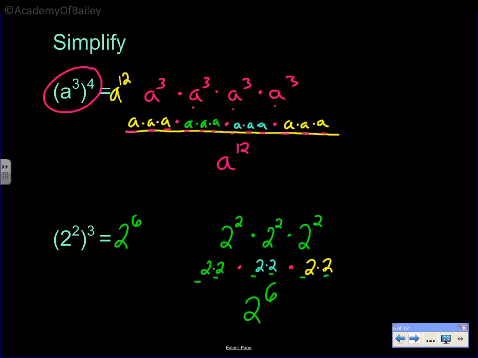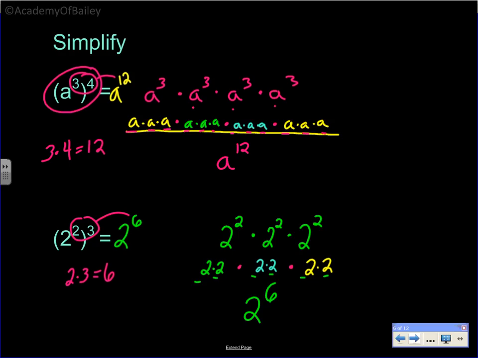Can you figure out what the rule is here? If you have a power raised to a power, what are you supposed to do there? Well, if you look at the top example, we have a 3 and a 4 to make a 12. So that would be 3 times 4. And look at the bottom one. We have a 2 and a 3 to make a 6. Well, that's also multiplication there, right?